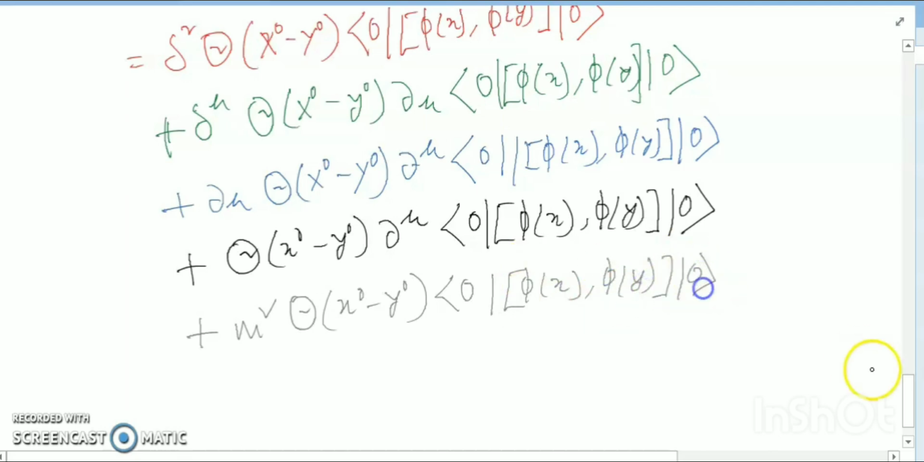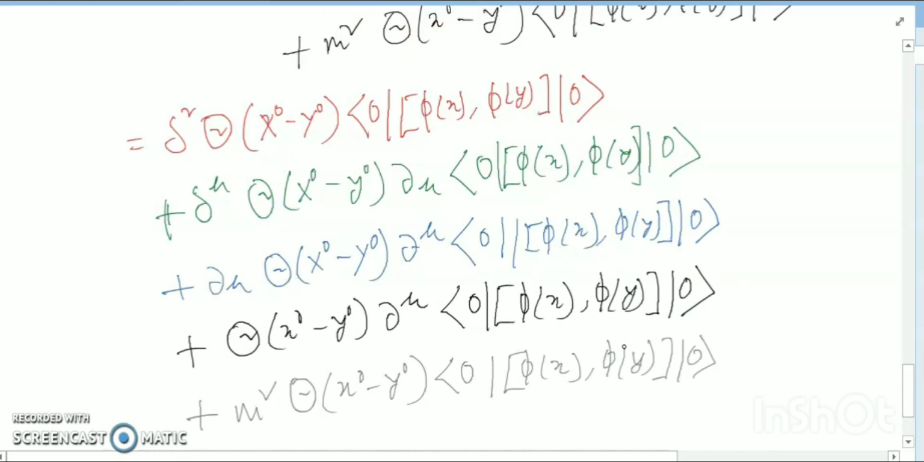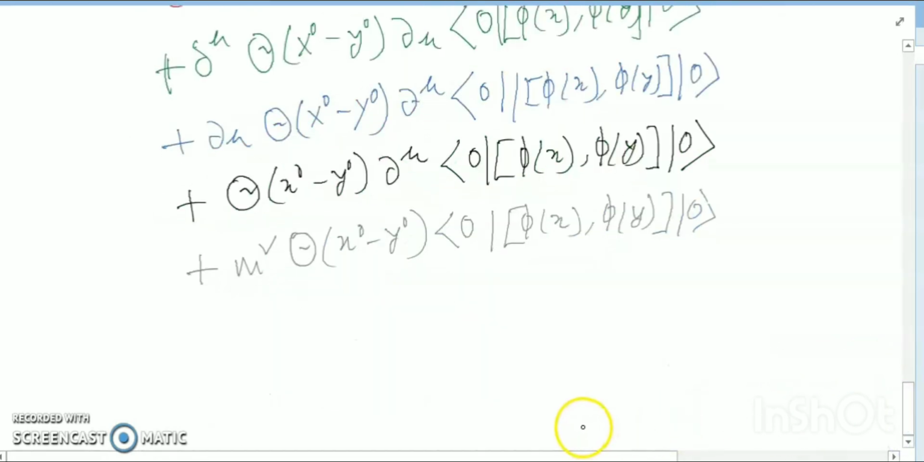The green terms appear from two derivatives of this theta, but now keep in mind theta x0 minus y0 is only a function of time. Theta x0 comma y0 is a function of time.